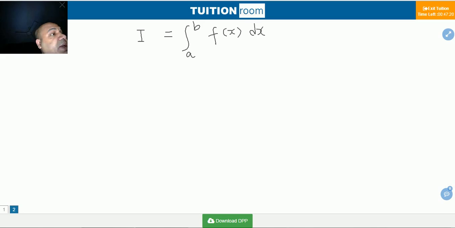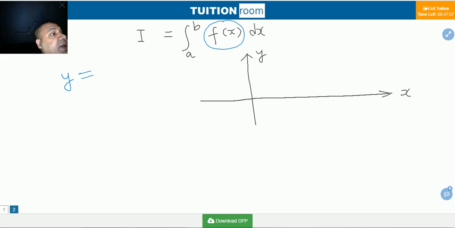Suppose we are given the y and x axis, and here we are required to integrate the function f(x). If we plot the graph of f(x) like this, from a to b, then it will cover a certain area with the x-axis. Suppose it covers area 5, and this covers area 10.